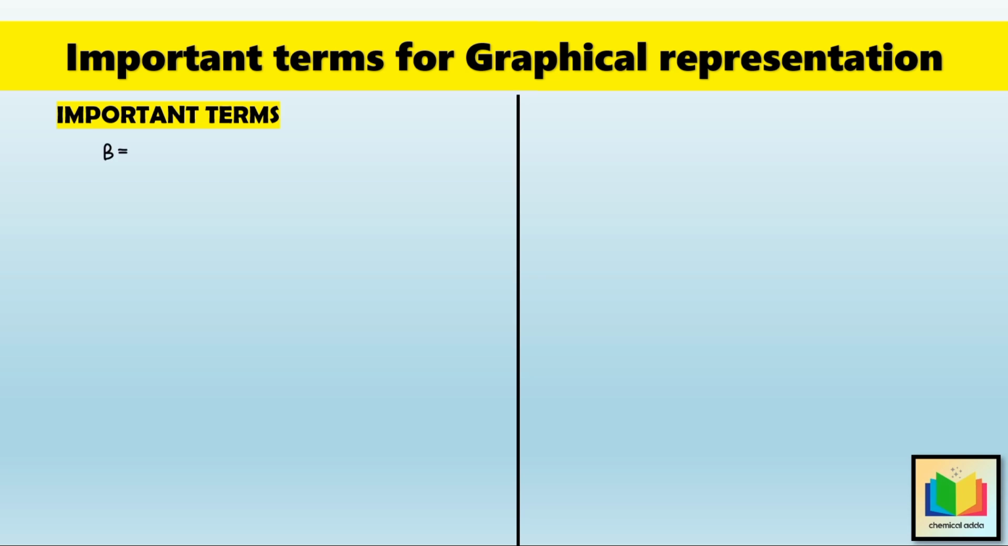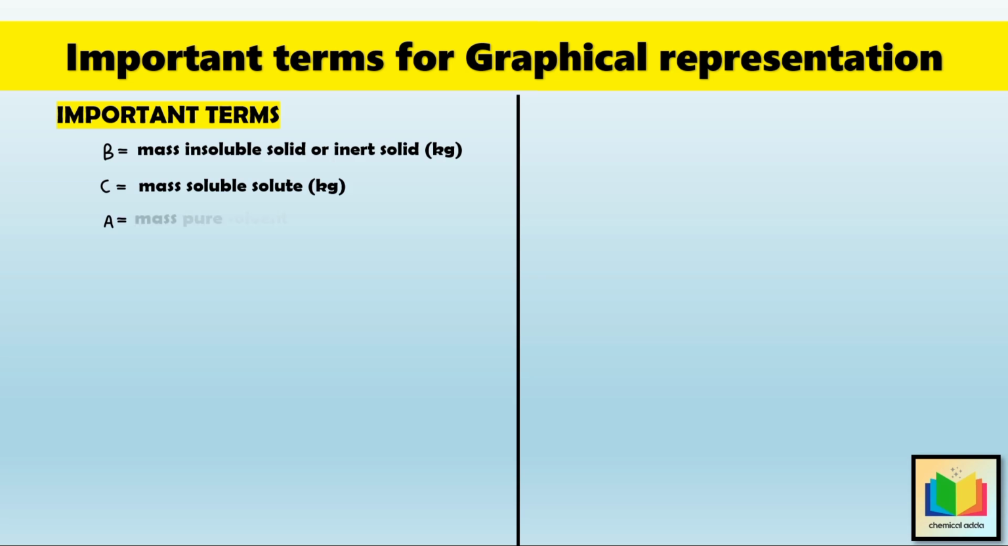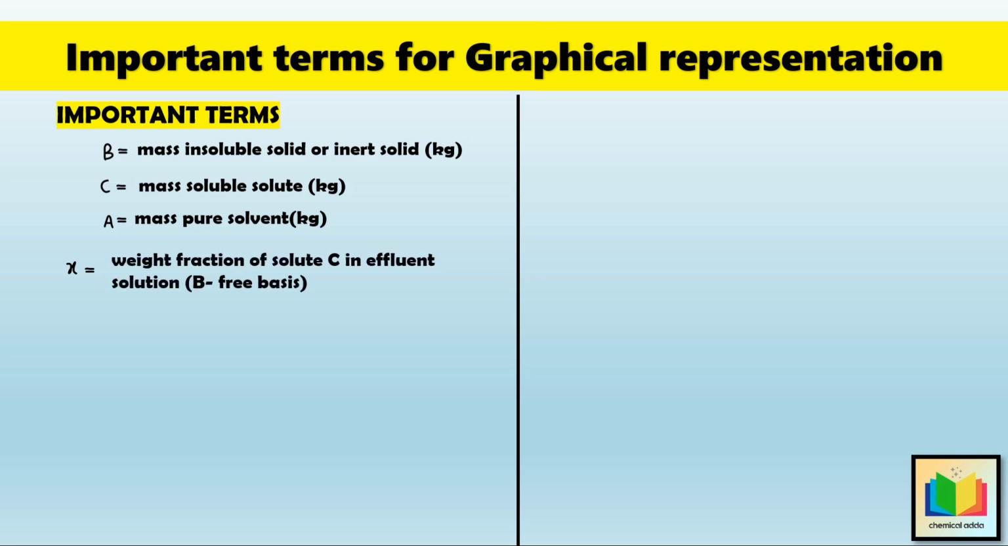Let B is equal to mass of insoluble solid or inert solid in kilograms. C is equal to mass of soluble solute in kilogram. A is equal to mass of pure solvent in kilogram. X is equal to weight fraction of solute C in effluent solution on B-free basis, where X is equal to C divided by A plus C. In simple terms, X shows how much solute C is dissolved in the liquid.